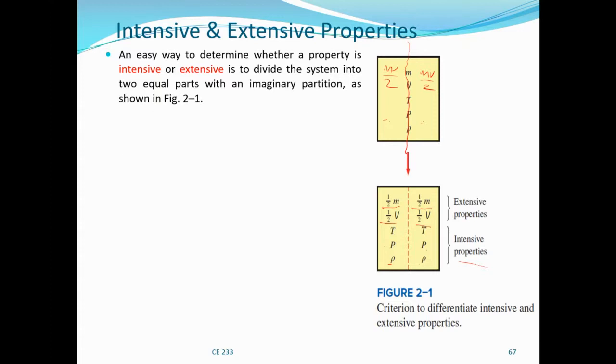Although here it doesn't mean that any property in which the formula has mass will be called an extensive property. For instance, density. Density is mass over volume. It is an intensive property, but mass is an extensive property. Volume is an extensive property. But density, the ratio of the two extensive properties, gives rise to an intensive property, density, which remains the same irrespective of the mass.